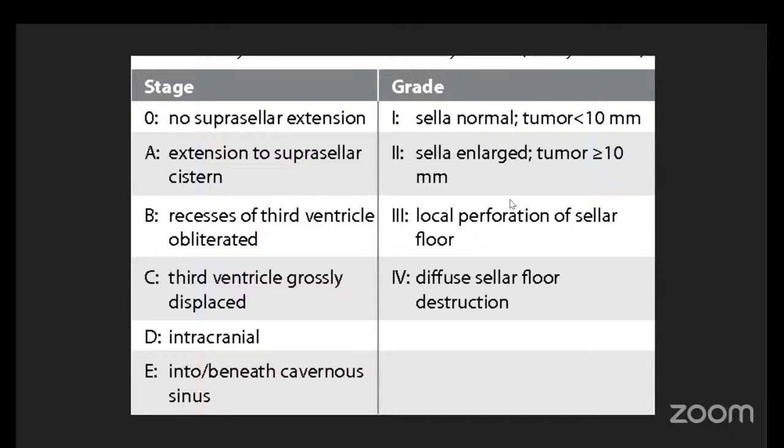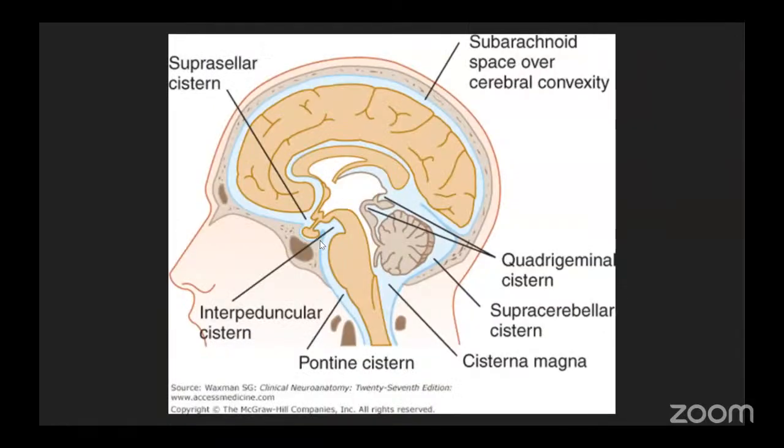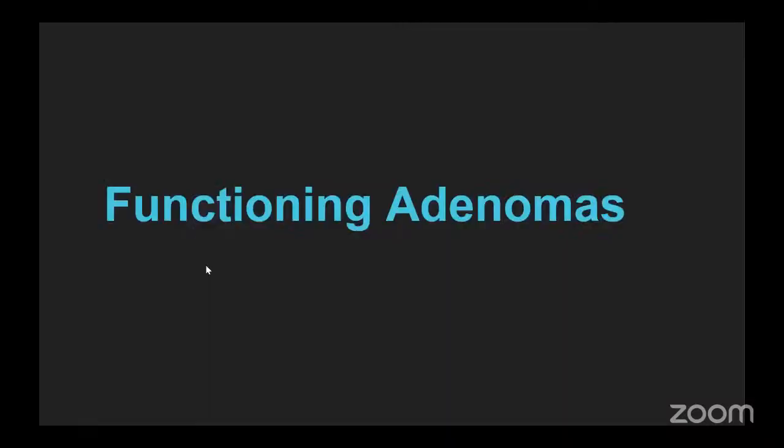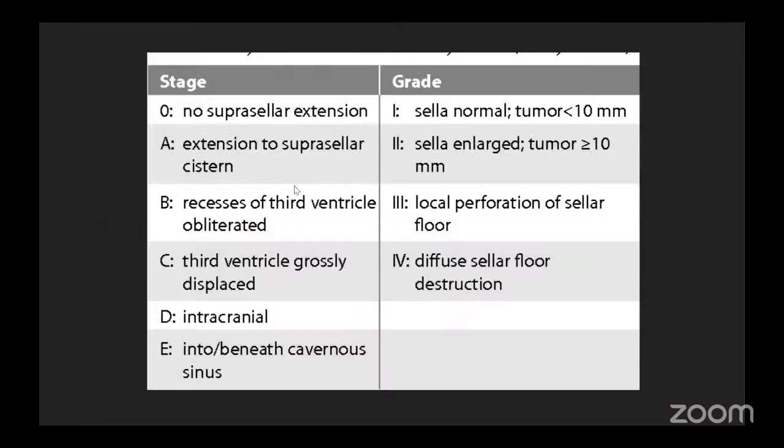Let's move to the next slide. You can see that this is sella here. This is pituitary, assuming that there is a lesion here. If a lesion is confined only till here, what grade would that be? Sorry, I meant stage. That would be 0. There will be no suprasellar extension.